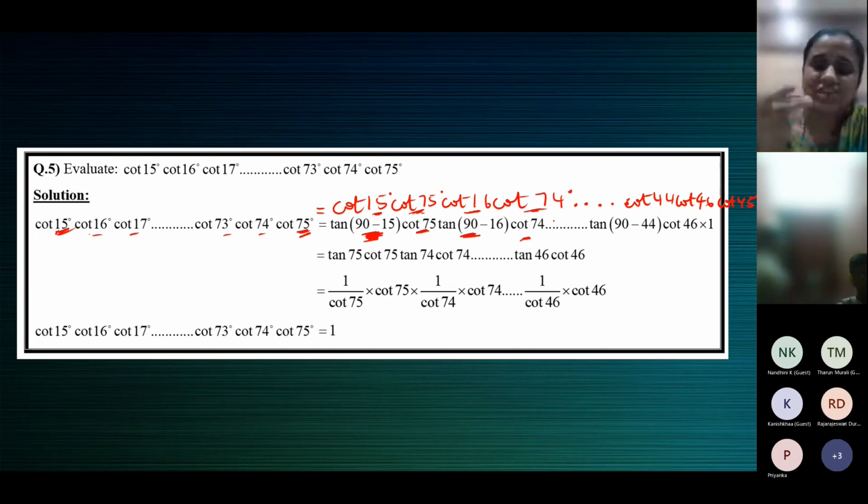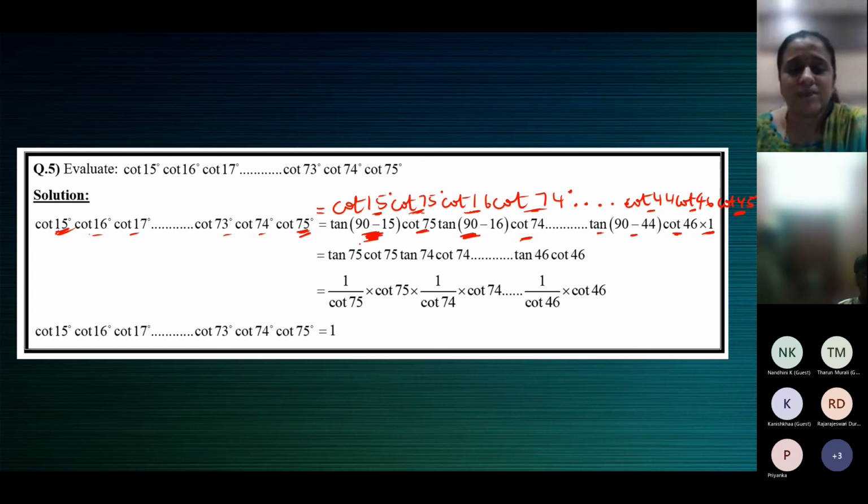From the pair, change any one. Any one you can change using complementary ratio. Write the other one as it is. So cot 74, I wrote as it is. Cot 16, cot theta is tan 90 minus theta. So like that, it will go on. And cot 44 is tan 90 minus 44. This cot 46 as it is. And what is the value of cot 45? 1. Cot 45 degrees is 1 from the table.